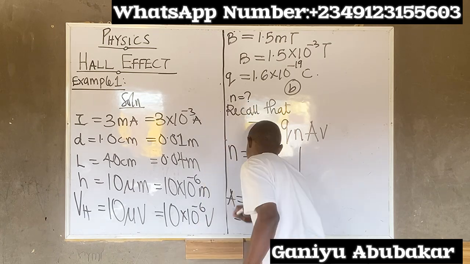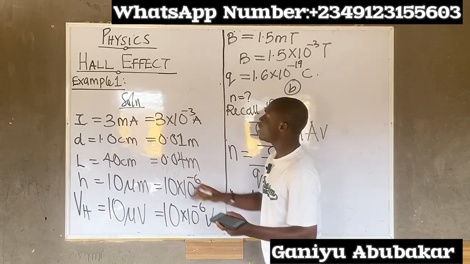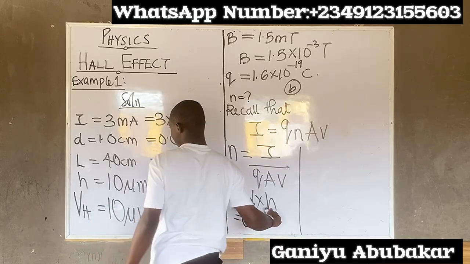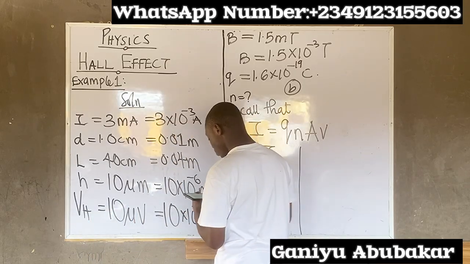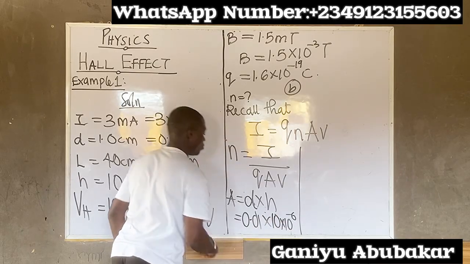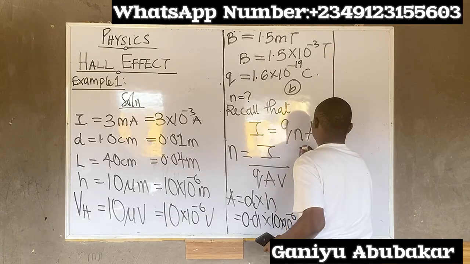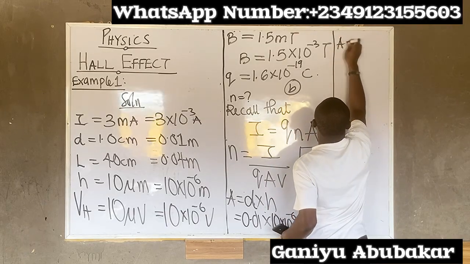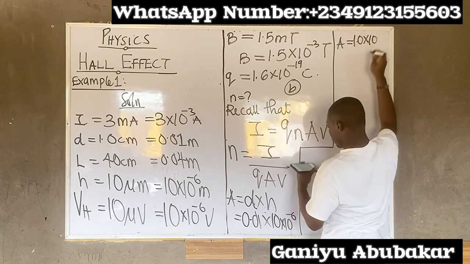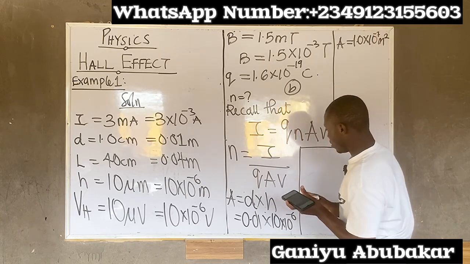Sorry, this is D. It will be D, not B, please. So D times H. D gives you 0.01, so I have 0.01 times H here. H gives you this value, that's 10 times 10 to the power minus 6. Multiply this together, I'll have that A is equal to 1.0 times 10 to the power of minus 7 meters squared. That's the value of A. So I've gotten A.